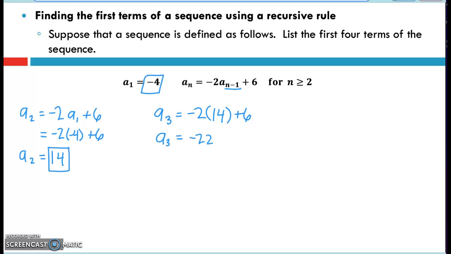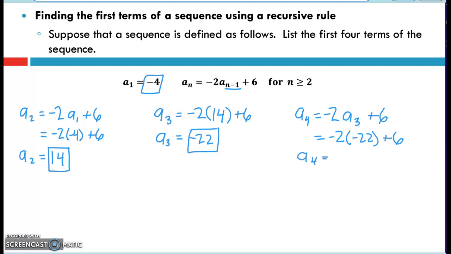So far we have a sub 2 and a sub 3. Now, our fourth term is going to be negative 2 times a sub 3, our previous term, plus 6. So this is negative 2 times negative 22 plus 6. So our fourth term is equal to 50.